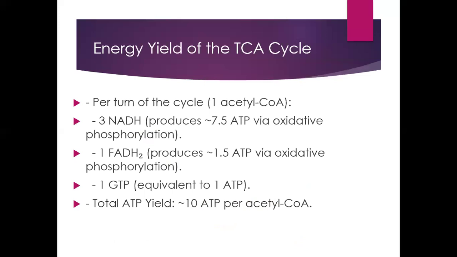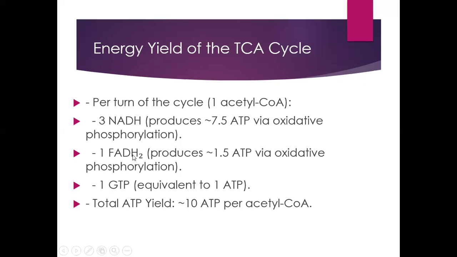What is the energy yield of the TCA cycle? We want to calculate the energy yield of the TCA cycle. So per molecule of acetyl-CoA that condenses with oxaloacetate, we have 3 molecules of NADH produced. Each molecule of NADH will give 2.5 molecules of ATP via oxidative phosphorylation. And so 3 molecules of NADH will produce 7.5 molecules of ATP via oxidative phosphorylation.